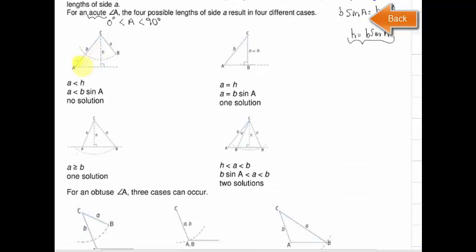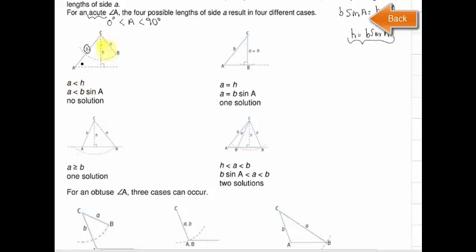In our first situation, remember we are given angle A and side B. Those are constants, so this is a given and side B is our given. What we want to know is what happens to our triangle when we're given certain lengths of A, different possible A lengths.